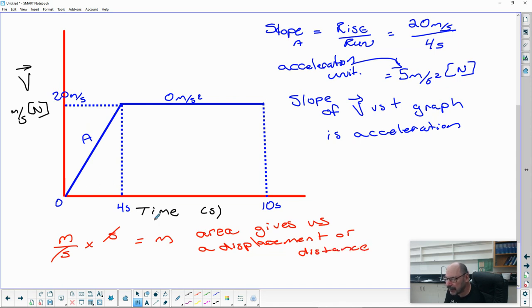Okay, because that area, so if we look at this, let me just shade it in here. If we look at this area here, this whole area, this represents a distance traveled in 10 seconds. Or in our case, a displacement because we're going north.